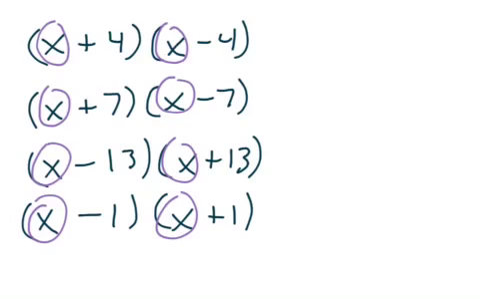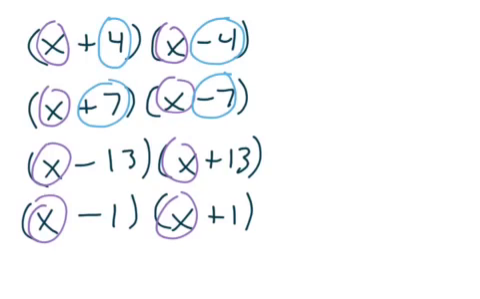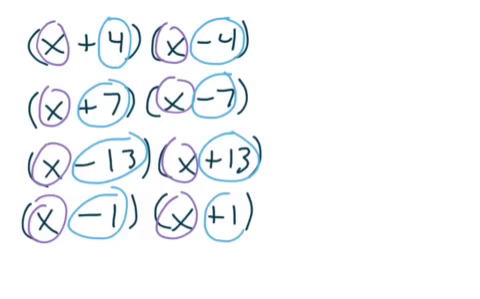Well, hopefully you noticed if I had a plus 4 over here, I have a minus 4. When I had a plus 7 here, I have a minus 7. When I have a minus 13, then I get a plus 13. And a minus 1 is a plus 1. Okay? So what's my point here is this.